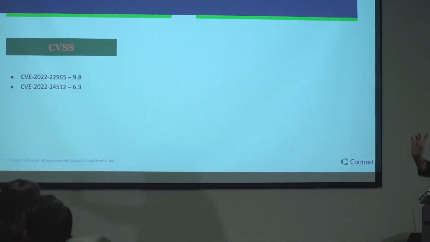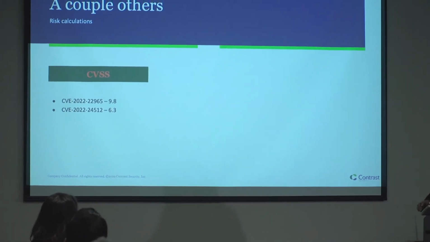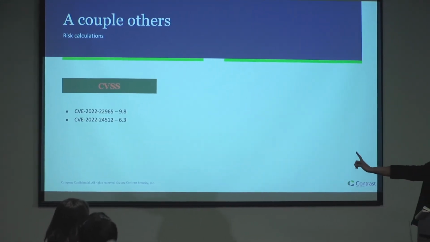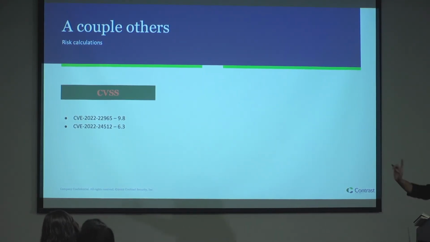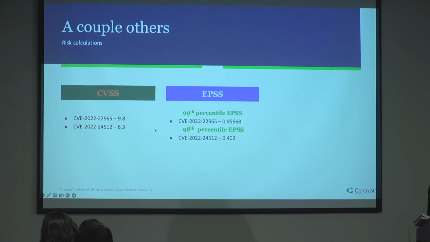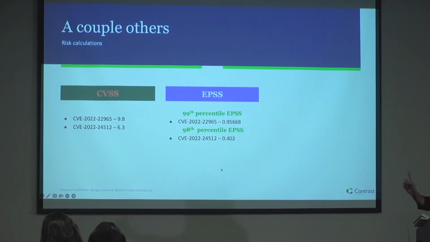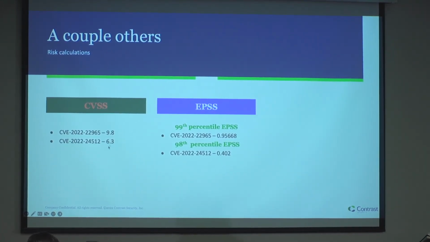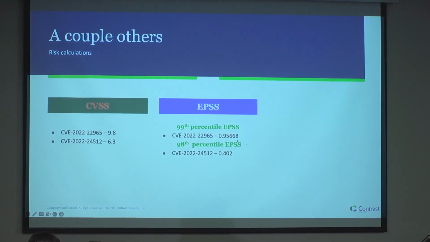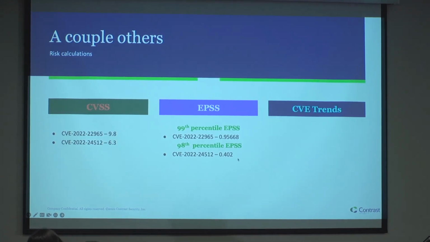Here's a couple others. I know you guys don't memorize CVE numbers, neither do I. I'm not weird like that, just weird in other ways. That first one is going to be your Spring4Shell, and the second one's a Visual Studio RCE. That has a 6.3, but take a look at the EPSS scores. Both of them are in the top 1 or 2% of all time to be exploited. So even though your CVE has that low rating of 6.3, it's still in that 98th percentile, and it's got a 0.4 probability of being exploited.